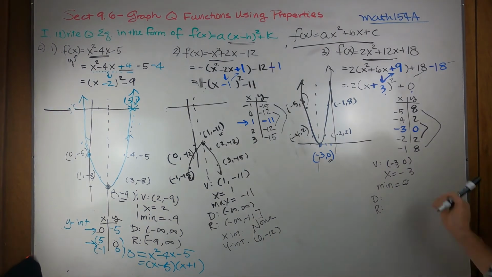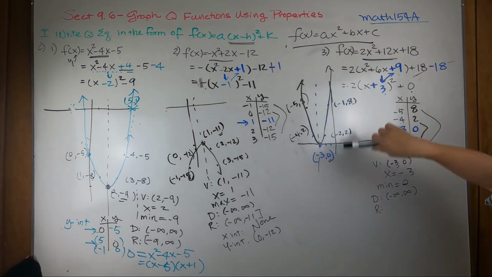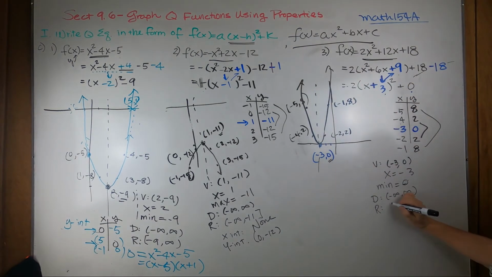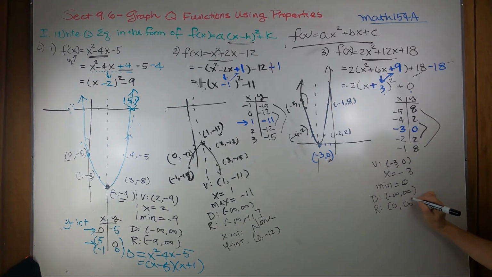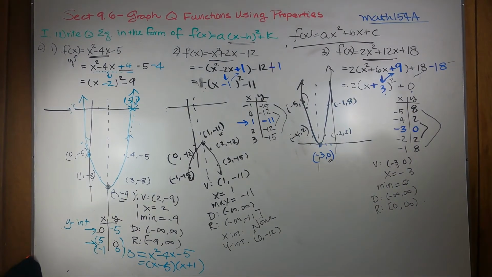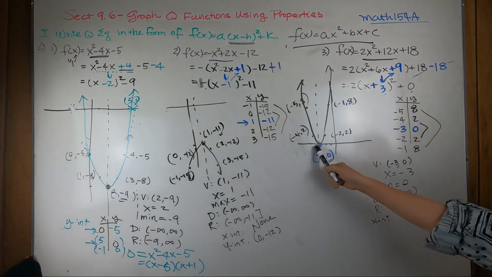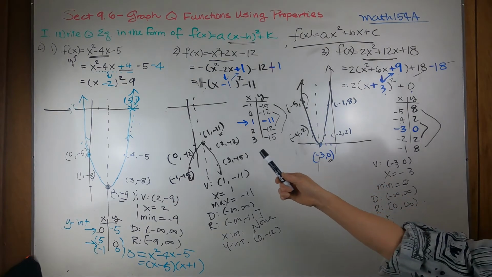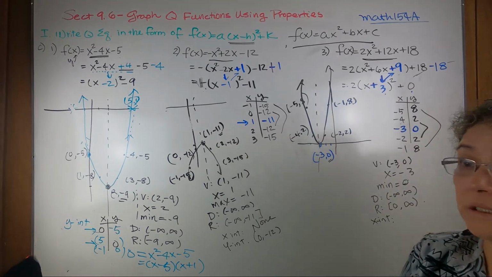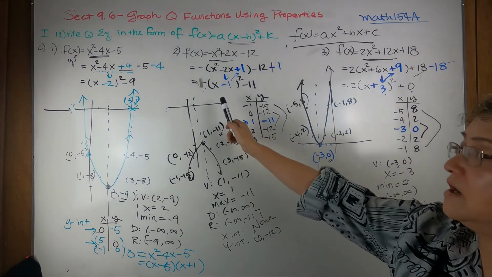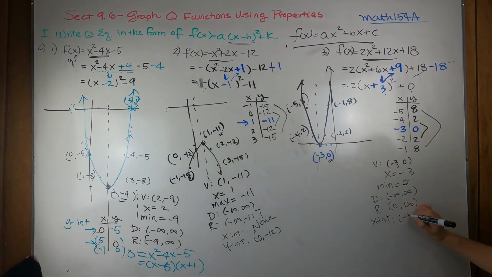Domain will be left and right, right? Range will be up and down. So that would be from 0 up. Okay? Then what's your x-intercept? Right here, right? This one, you have 2 x-intercepts. This one, you have none. This one, you have 1. Okay? Then what's your y-intercept? Y-intercept is somewhere there, right?